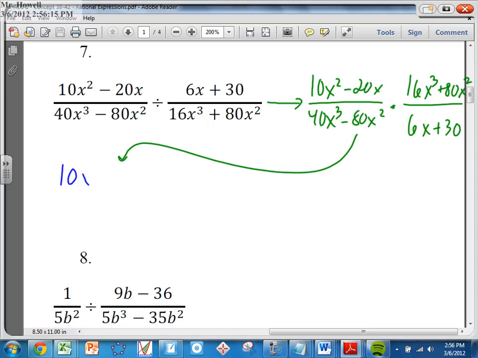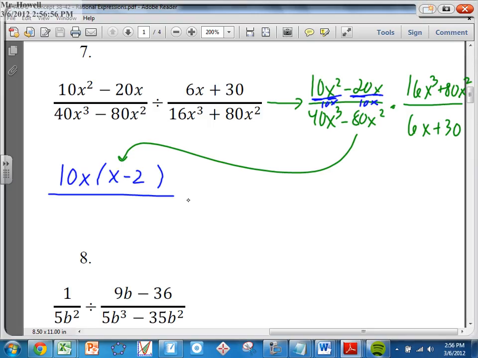So I'm going to take a 10x out of the top because I see that there's a 10 in both, and there's an x in both. What remains is simply x minus 2. How do I check that? Multiply back out to get there. Good, that's one way to do it. Or you could think of it as dividing by 10x. If you did that in your head, 10x squared over 10x leaves you behind that x right there. 20x over 10x leaves you behind a 2. Well, there's a minus sign, so I carry on the minus sign.